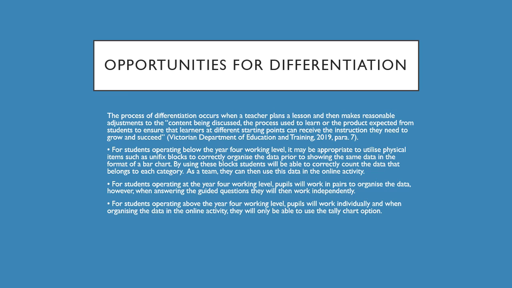For students operating at the Year 4 working level, pupils will work in pairs to organise the data. However, when answering the guided questions, they will then work independently. For students operating above the Year 4 working level, pupils will work individually, and when organising the data in the online activity, they will only be able to use the tally chart option, as this method of data collection is quite confusing for students operating at the Level 4 standard.